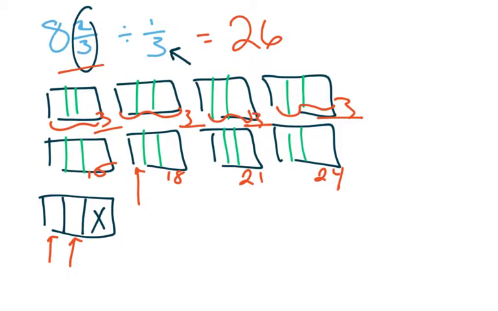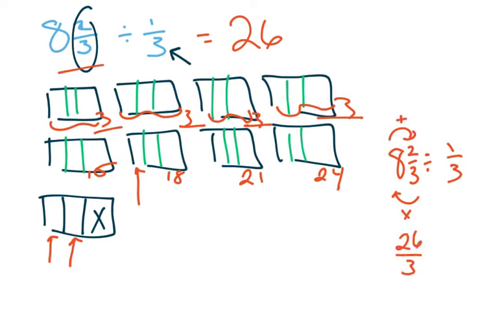Now, if pictures aren't your thing and you would rather say, I'm going to change 8 2/3 into an improper fraction, well, let's see. 8 times 3 is 24, plus 2 is 26. Keep my denominator, 26/3. One way when you have common denominators is just to say, well, my answer is going to be my dividend numerator divided by my divisor numerator. 26 divided by 1 is 26. So common denominators is another strategy for division.